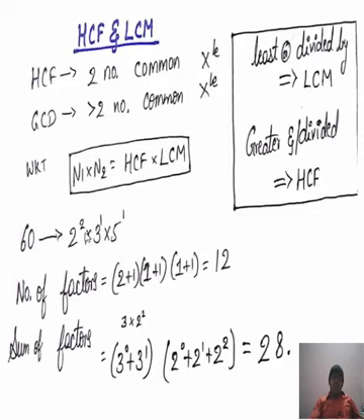Number of factors: you have to add 1 to the power terms. Nothing but 2 plus 1 into 3, 1 plus 1 into 1 plus 1, that equals 12. But the sum of factors is given by 3 into 2 power 2. That means 3 you have to express as 3 power 0 plus 3 power 1, and 2 is squared, right? So you have to start adding 2 power 0 plus 2 power 1 plus 2 power 2. So you'll be getting 28.